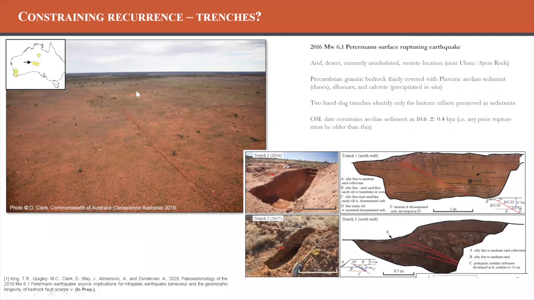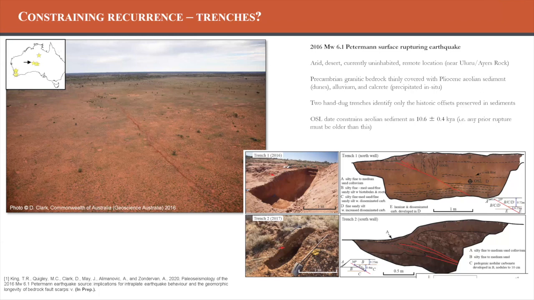This is just the surface trace running nice and straight through this bedrock dominated landscape in this particular case. And so we dug 2 trenches, which is fairly traditional, to try to get the geometry and any prior offsets. And in both cases, we dug down to this hard calcrete layer, which formed in situ of these aeolian sediments at the surface. And in both cases, we found no pre-existing ruptures on the historic fault.